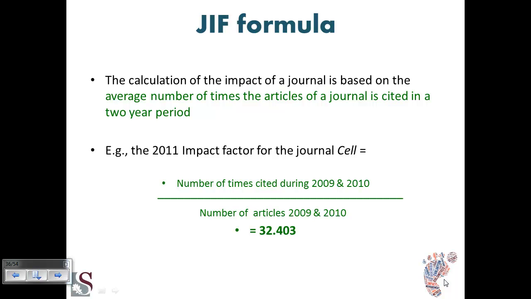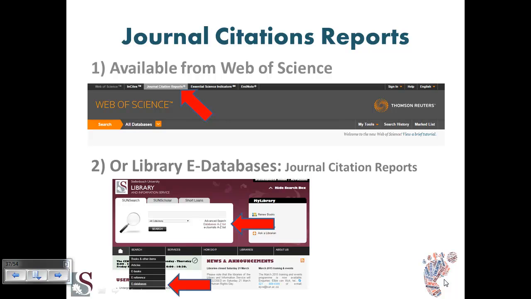The formula is fairly simplistic. As you can see there, they take the number of times that an article has been cited in a particular journal over a 2-year period, and they divide that by the amount of articles published in that particular journal over that 2-year period. And again, as a warning, the journal impact factor is exactly the same as the H index.